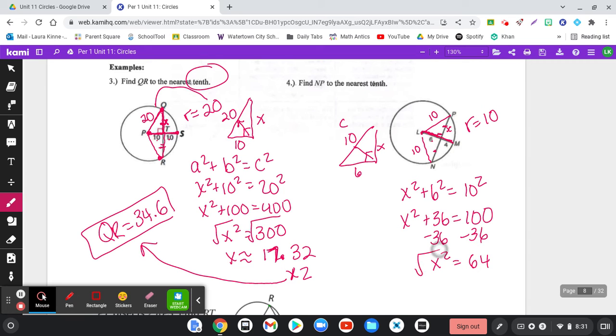Oh, this one works out nice. So x equals 8. So this is 8 and this is 8. So if I'm looking for NP, it's going to be 16.